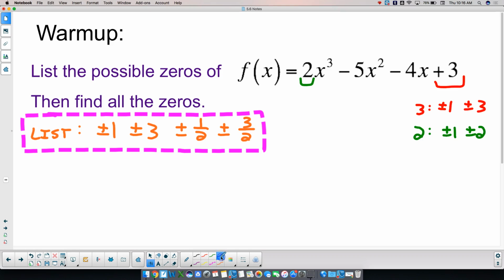Then it says, let's go find one. Anybody find one? What'd you find? 3. Okay. So let's try 3 in 2, negative 5, negative 4, and 3.